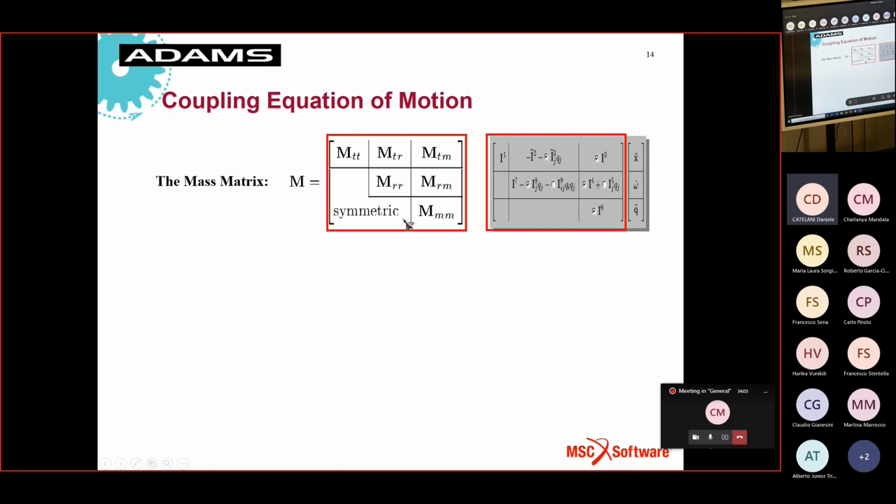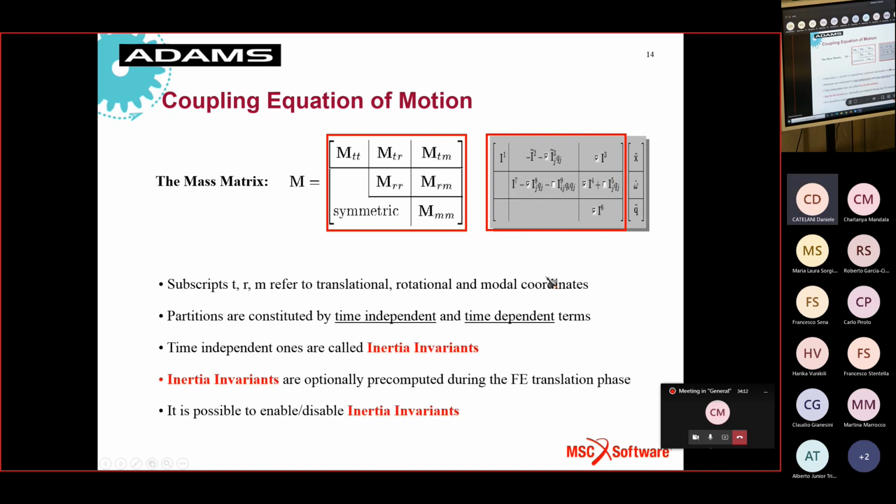In order to reduce the computational effort, we can first of all find terms that are not changing during the simulation. These terms are called inertia invariants. For example, the total mass of the flexible body doesn't change. The distribution of the mass in the space changes, but not the total mass. And the same for the rigid part of the total moment of inertia, and the same for the rigid static moment. They don't change. So the inertia invariants can be evaluated.